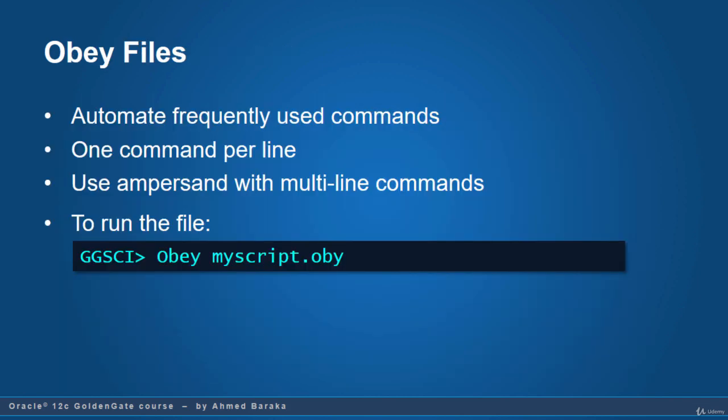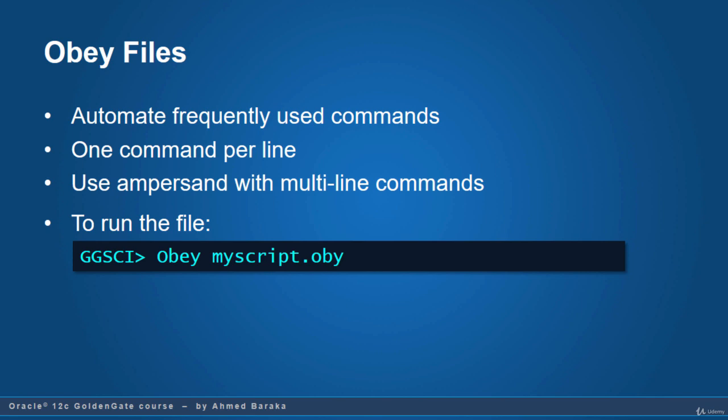The script files in GoldenGate are called obey files. You save in the obey files the GoldenGate commands that you would like to run all together in one go in GoldenGate. You can create a job in the operating system level that will execute the obey files on frequent basis. Usually, obey files have the extension obey.